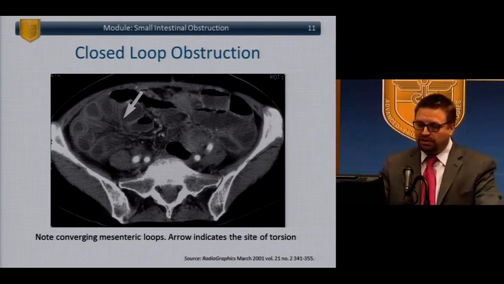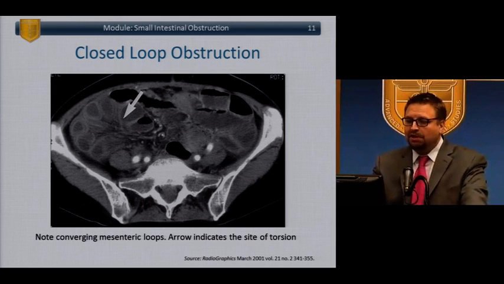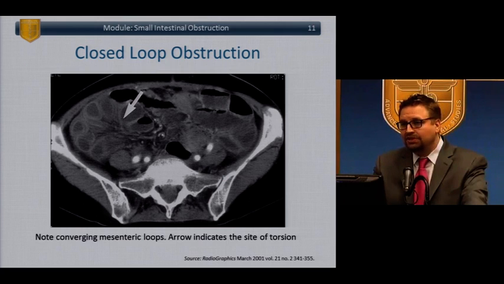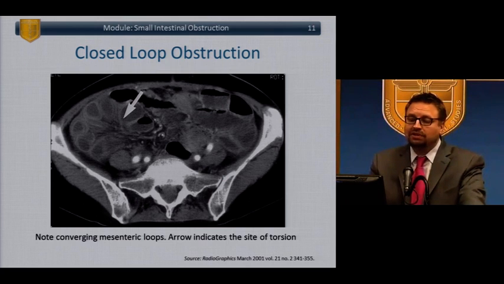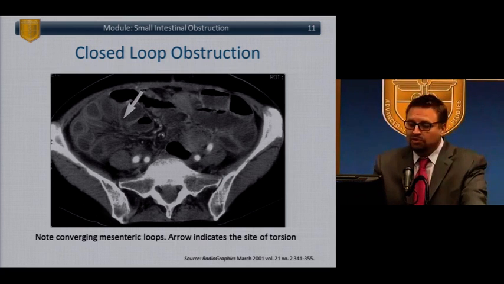Closed loop obstruction is sort of a subset of the small bowel obstruction. These patients will sometimes present with pain, distension, but not necessarily vomiting, because they have perhaps just a short loop that's obstructed. This happens either because they have multiple lesions, like in the setting of carcinomatosis, or they have a bowel that has twisted, torsion about the mesentery, which will give a short segment of a closed obstruction.